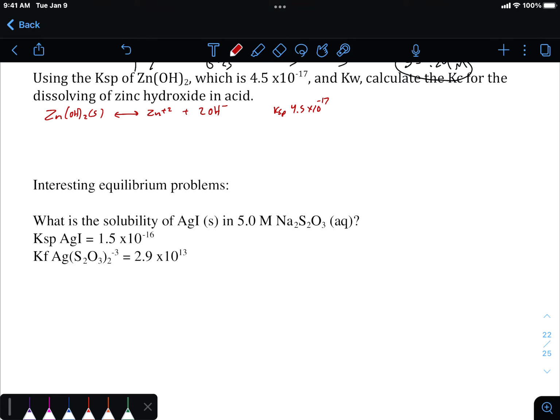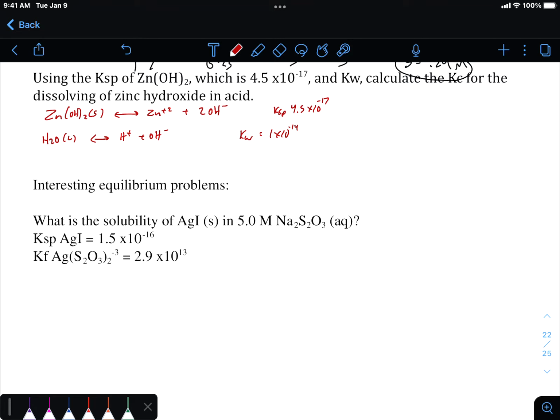Okay. And they mention Kw, okay? They're mentioning Kw, and the reason why you're going to need that is because I need an equation which represents zinc hydroxide dissolving in acid, meaning acid is a reactant. So if we think about what Kw represents, Kw is H2O dissociating to form H plus and OH minus, right? And we know Kw to be 1 times 10 to the negative 14th.